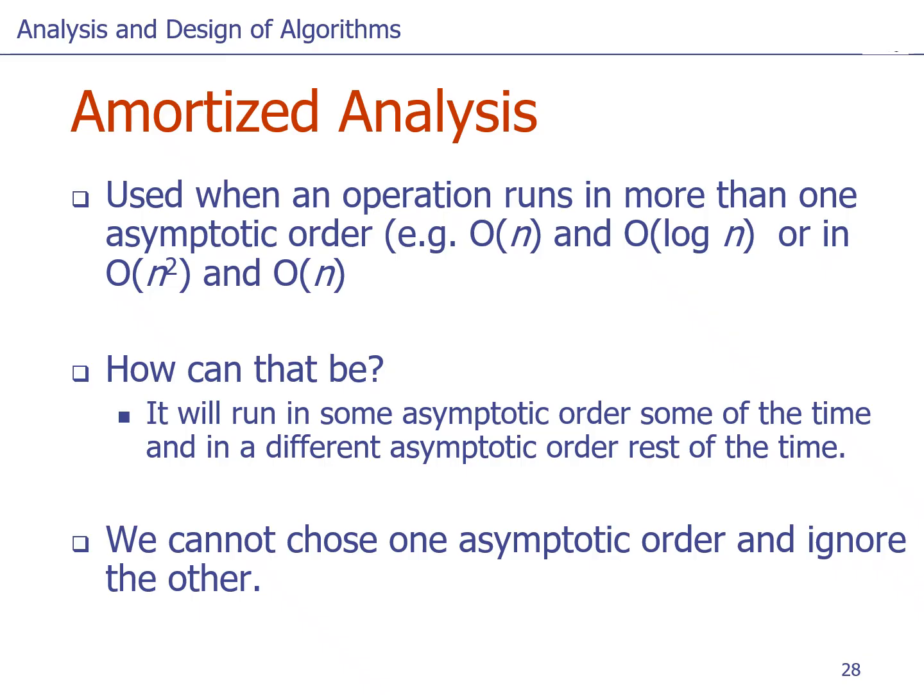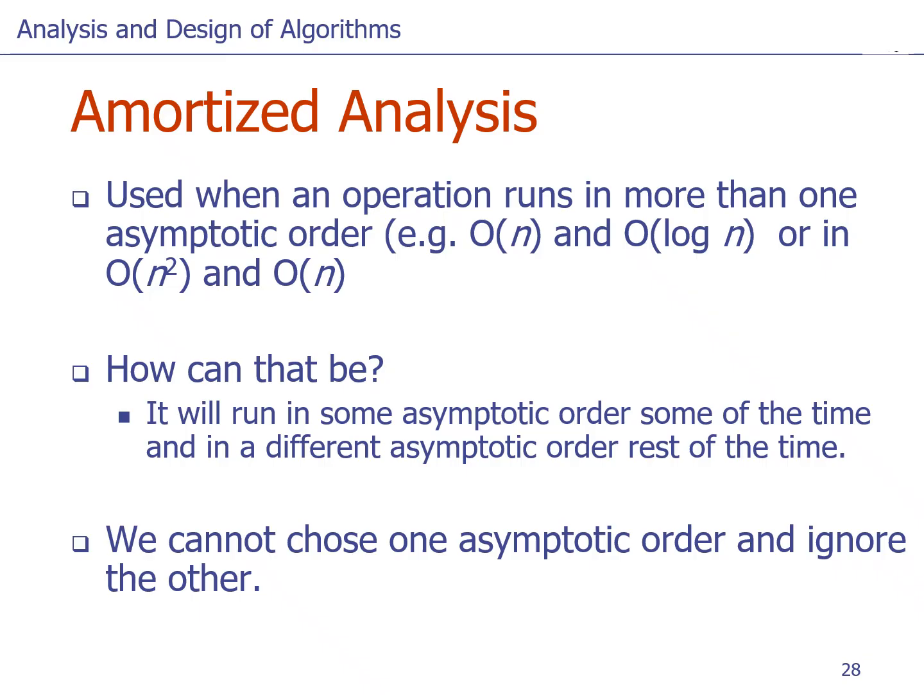So what is amortized analysis? It's the analysis of amortized algorithms. Now, and again, I'm stressing the point here, this is used when an operation runs in more than one asymptotic order. And they have to be asymptotically different. If an operation runs in 5 log n sometimes, and sometimes runs in 60 log n, that's still log n. The condition here is it has to be a different asymptotic order.